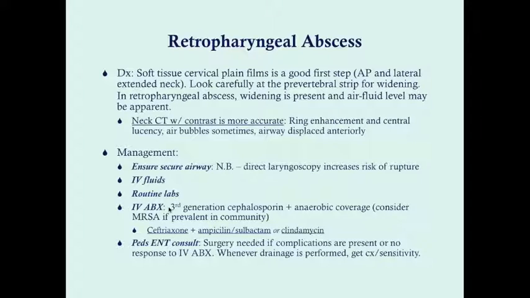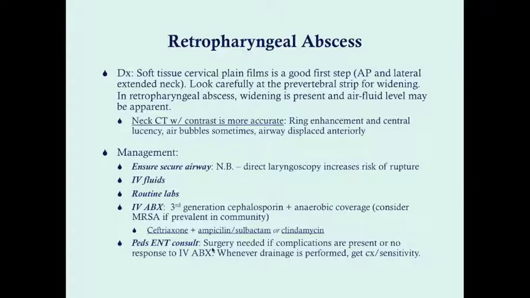But for the most part, what you need to remember are the pathogens. The pathogens are Staph aureus, Strep pyogenes, and your oropharyngeal anaerobes. So you want to make sure that you're covering Staph, Strep, anaerobes. So this is going to be a pretty broad-based therapy. You'll use a third-generation cephalosporin, and then you'll cover anaerobes. And you should consider MRSA if it's prevalent in the community. So something like ceftriaxone, and then add on to that something that's got good anaerobe coverage, like ampicillin sulbactam or clindamycin. You can also use vancomycin if you're worried about MRSA.